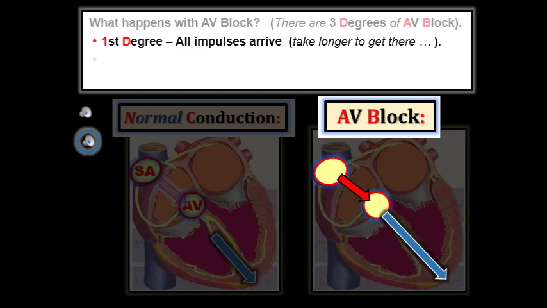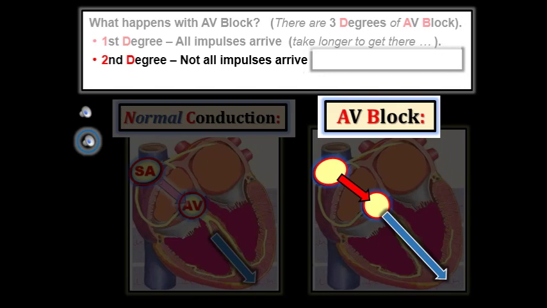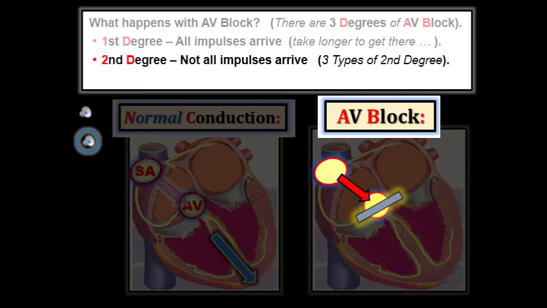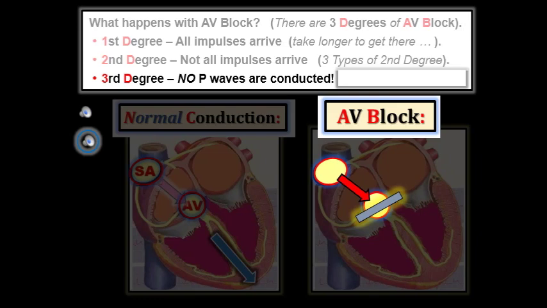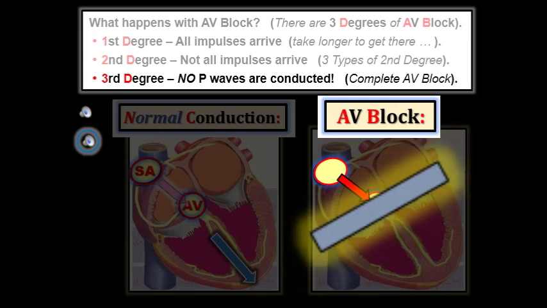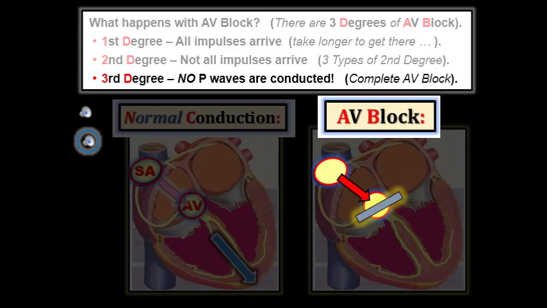In contrast, with 2nd degree AV block, some but not all atrial impulses are conducted to the ventricles, with there being 3 types of 2nd degree AV block based on severity, as we'll see momentarily. So, some impulses get through, but because of the block, others don't, which leaves the most severe form of AV block, which is 3rd degree. With 3rd degree, none of the atrial impulses are conducted to the ventricles, which is why we call 3rd degree complete AV block. So there is complete AV block, with the sinus node continuing to give off impulses, but none of them getting through to the ventricles.